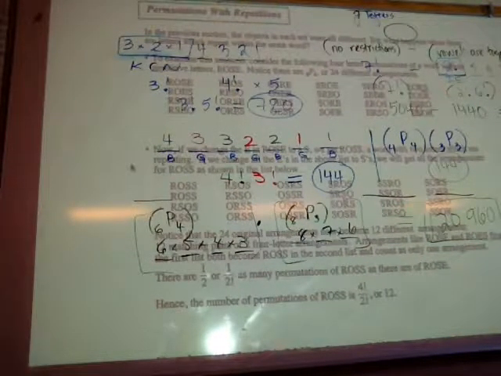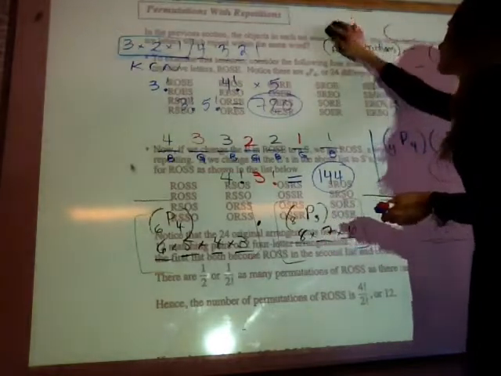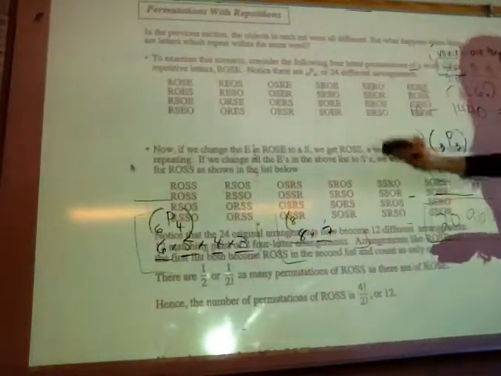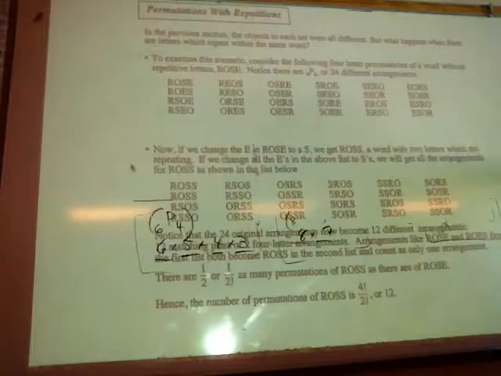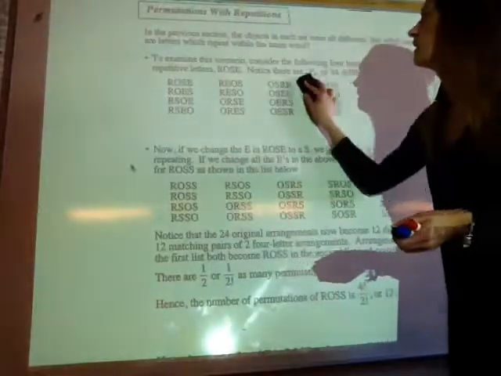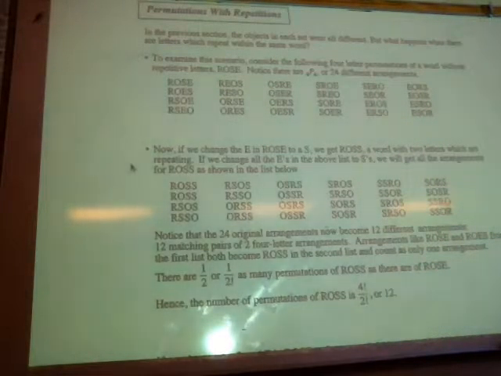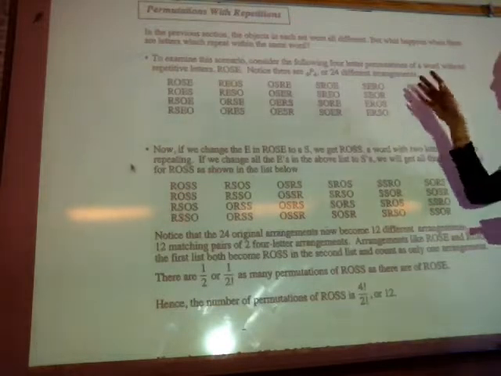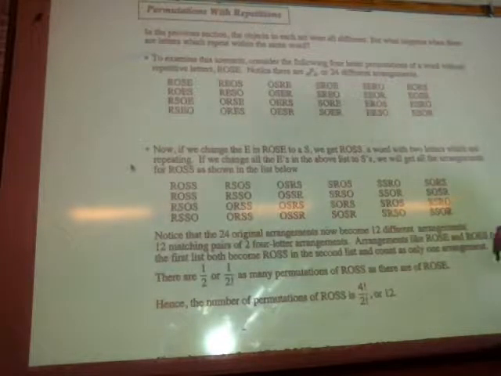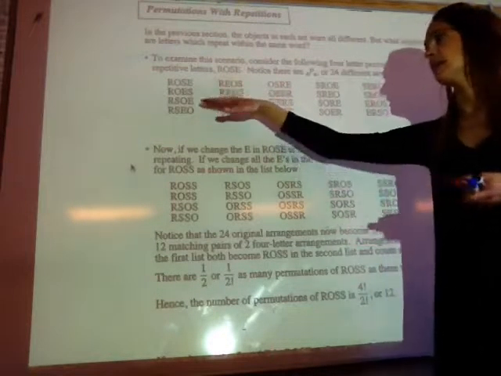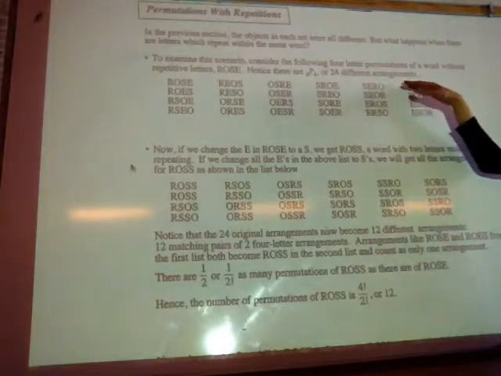Now we're going to look at what happens if we have permutations with repetition. Maybe I'll start from the beginning. The objects in each set were all different, but what happens when there are letters which repeat within the same word? We're first going to look at just the word ROSE. There's no repetition of letters. If we rearrange all 4 letters, R-O-S-E, this would be the list of the orders.